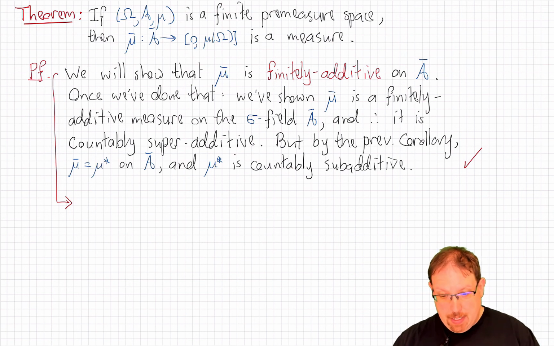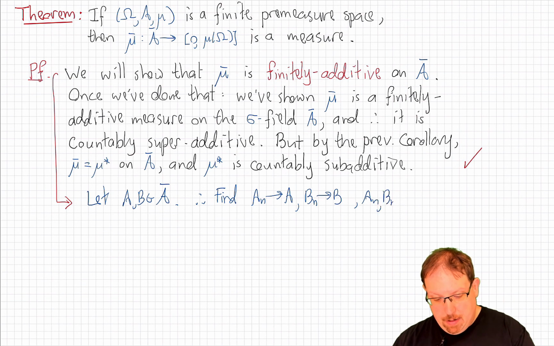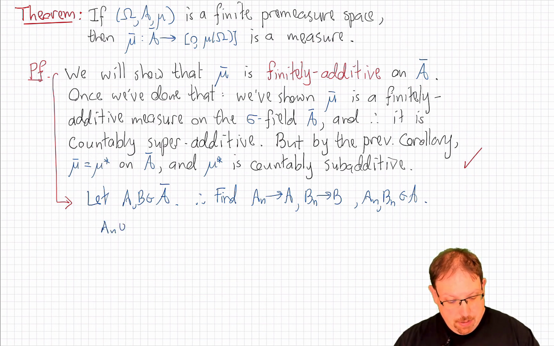Let's write down the details. Let's fix 2 sets, A and B, in A closure. Since they're in the closure, we can find sequences AN that converge to A and BN that converge to B, where the AN and the BN are in A. Now, let's look at the union and the intersection of the ANs and the BNs.